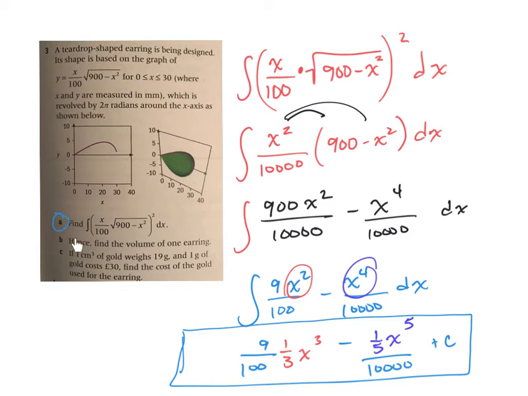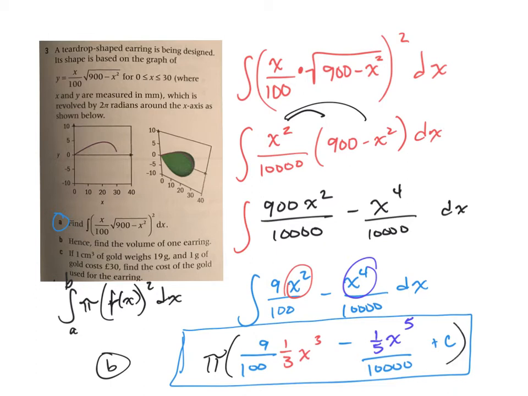And then it says hence. Anytime you see the word hence, that means you're going to use the thing that you just did to find the volume of one earring. Now in this case, notice this didn't have that coefficient of pi, and because the formula for the volume of a solid is pi times the function squared dx from a to b, we're going to have to take this whole thing and multiply it by pi for part b. So we're going to multiply everything here by pi, and then we can evaluate on the bounds, which they're telling us is from 0 to 30.